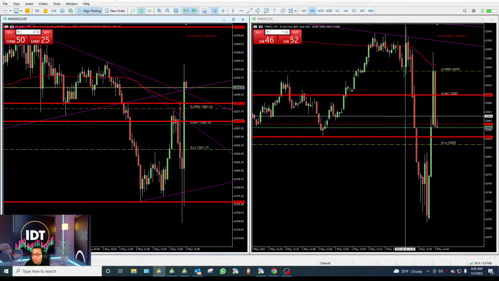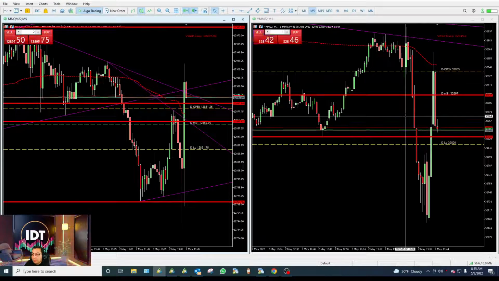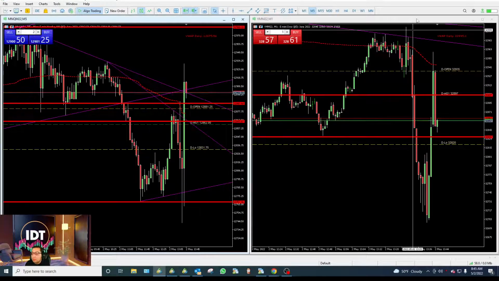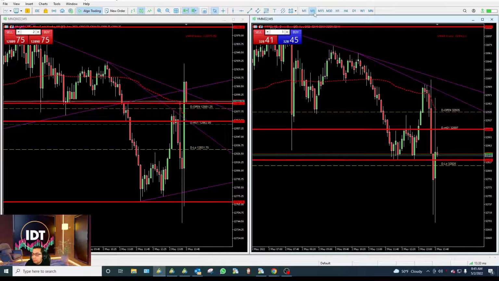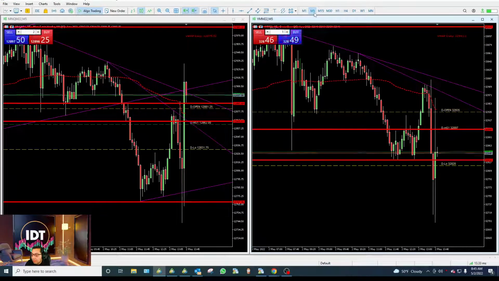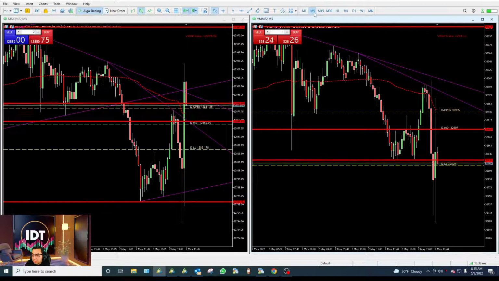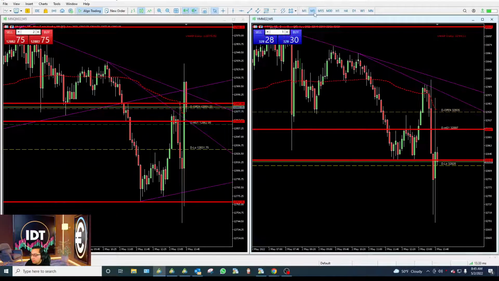Now rejecting off its VWAP. Go up to the 5-minute on the Dow. Not good price action. Long wicks to the bottom, long wicks to the top. Not interested. Nowhere to park.